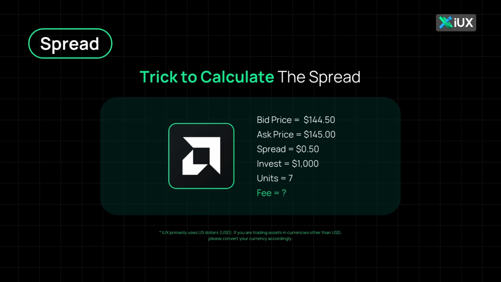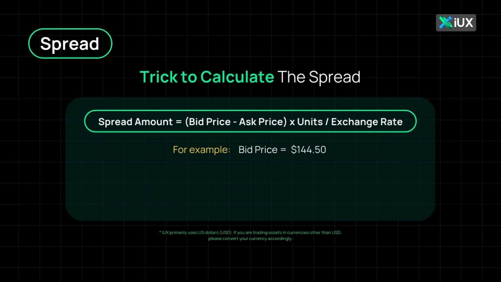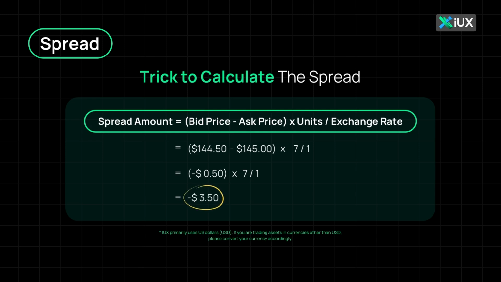Let's look at this calculation formula. Spread amount equals bid price minus ask price times units divided by the exchange rate. For example, bid price is $144.5. Ask price is $145. Units are 7. Exchange rate is 1. So, spread amount equals $144.5 minus $145 multiplied by 7 and divided by 1. This gives you negative $3.5. You will be charged a fee of $3.5 when you open the position.